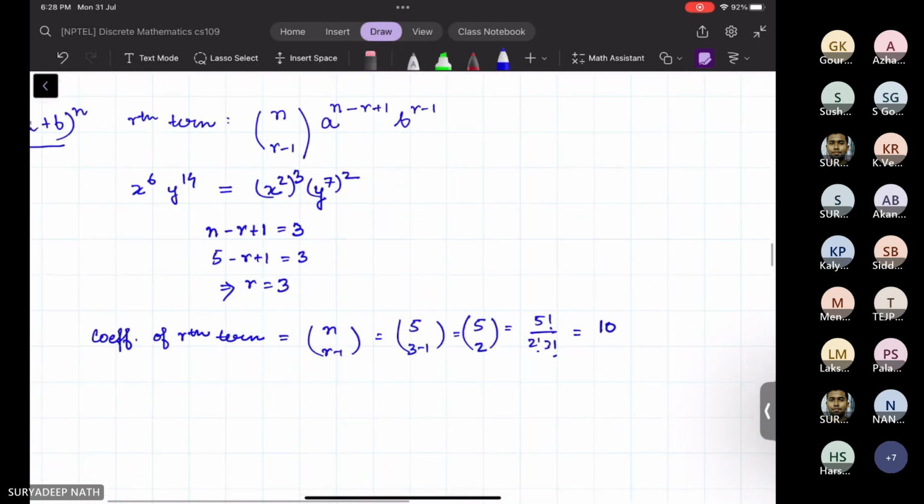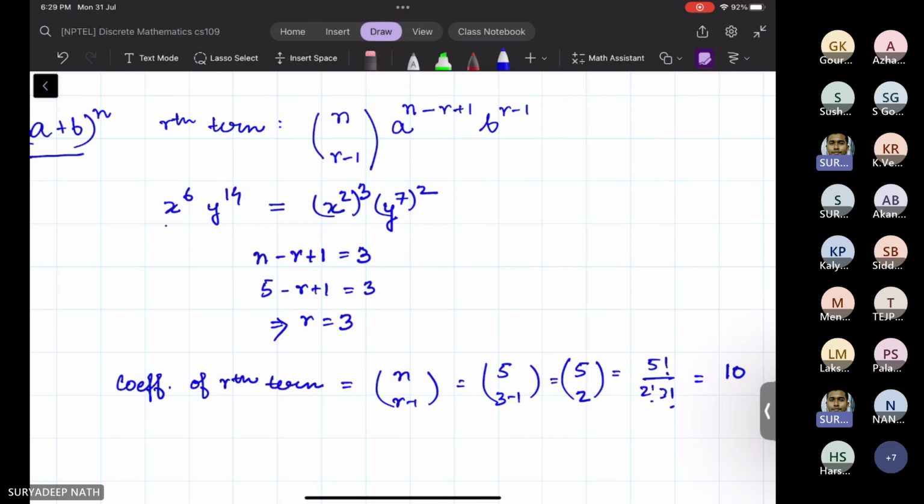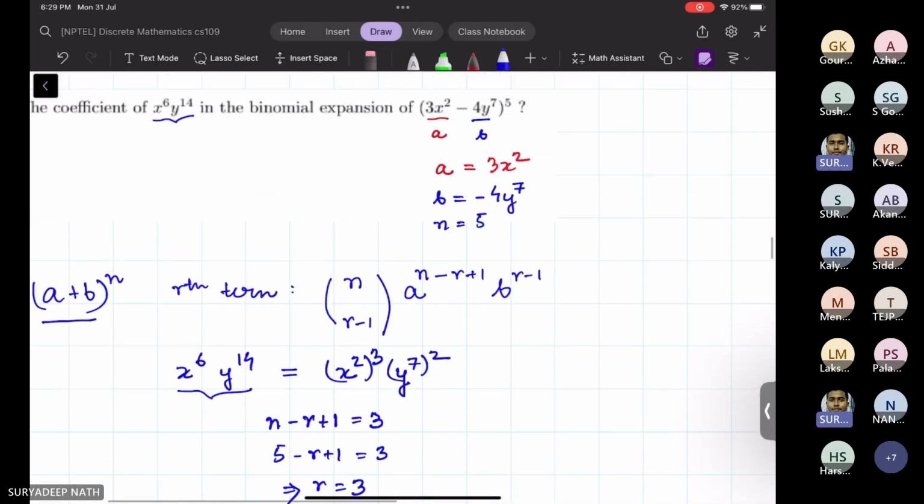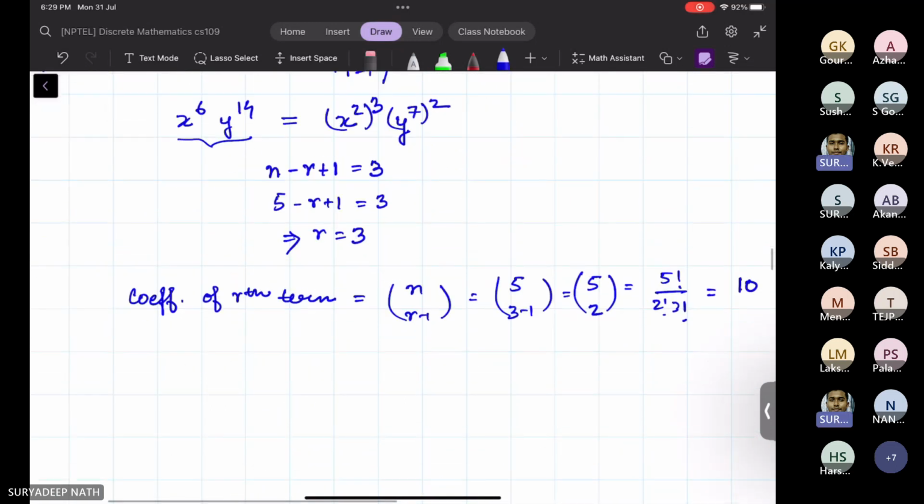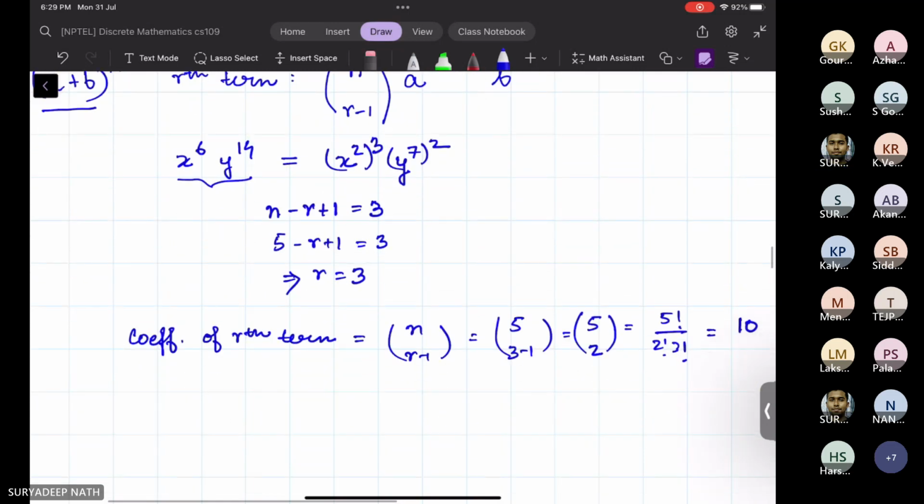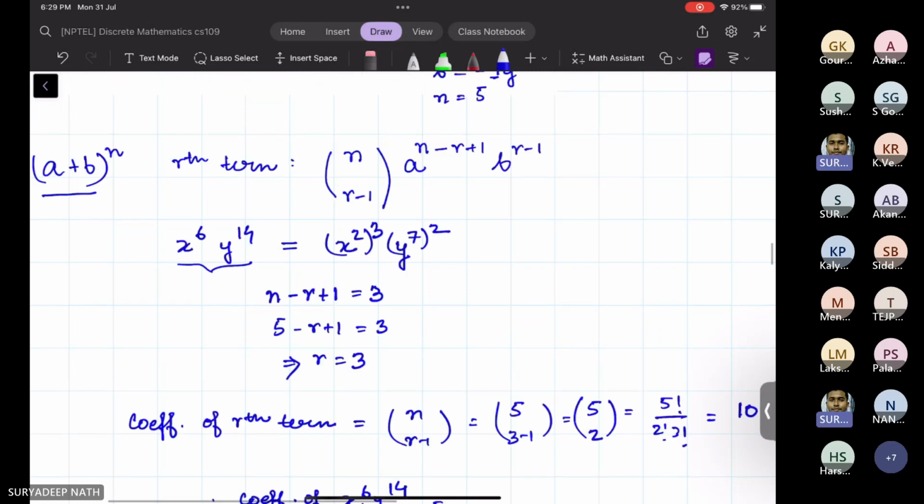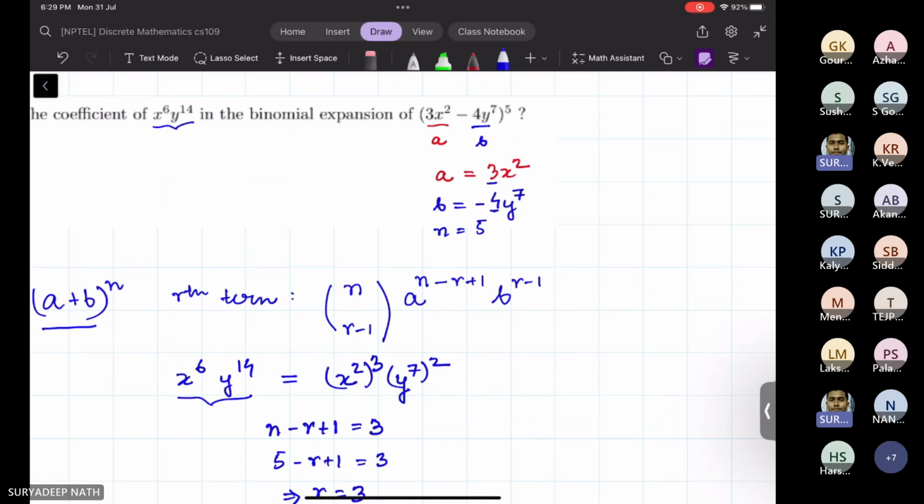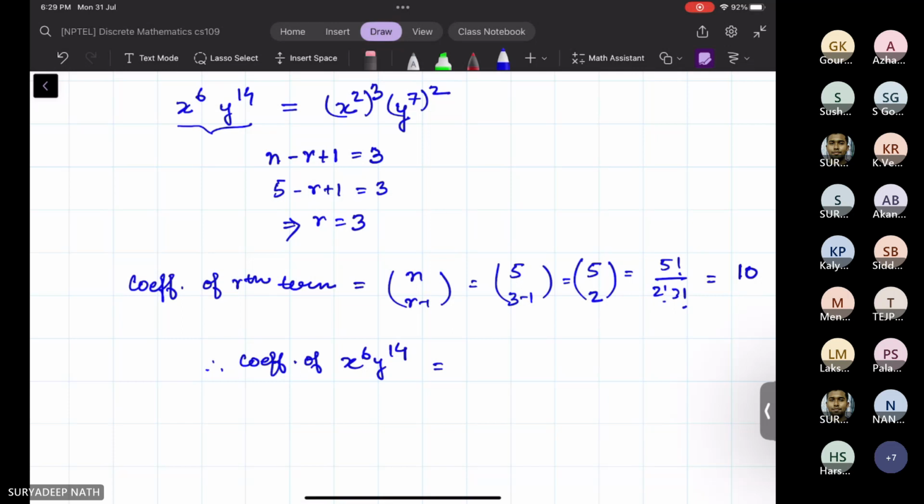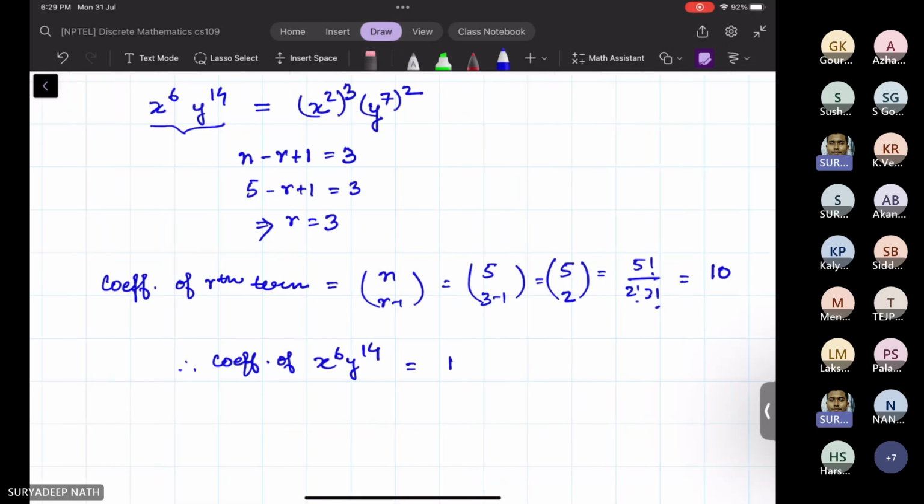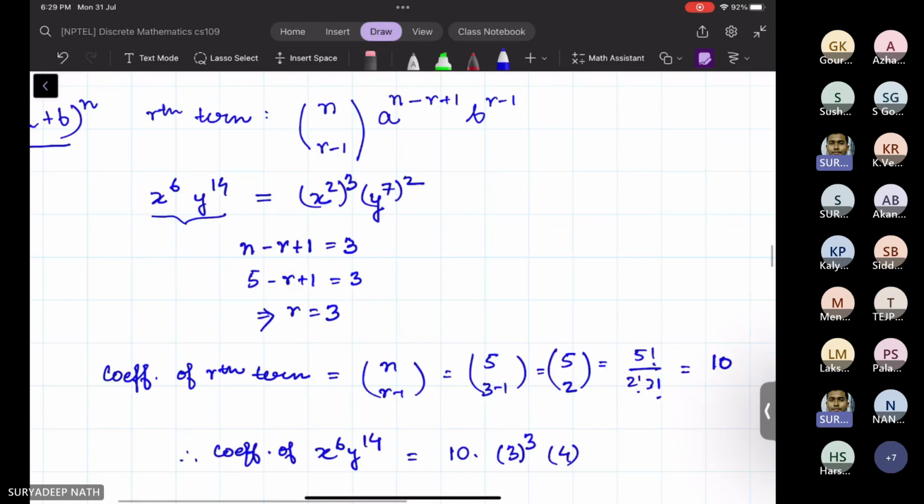And now we just looked at x and y. So a and b actually have coefficients of their own, 3 and 4. So therefore the coefficient of x6 y14 would be, so we are raising the a term to the power 3. So first we'll have the coefficient of the rth term, that is 10. Then we are raising 3 to the power 3 and 4 to the power 2.